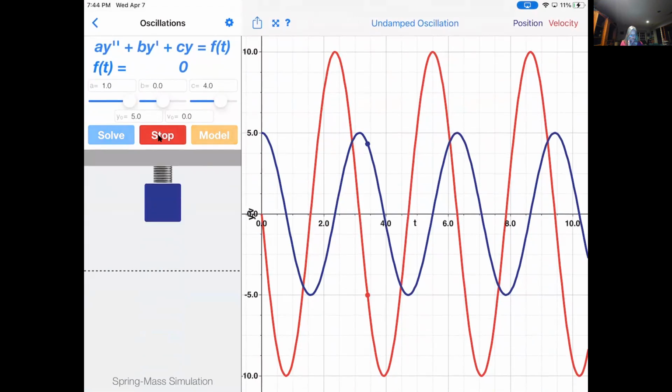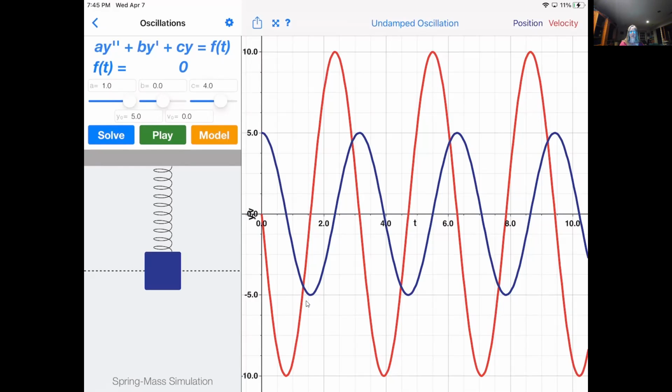Notice it's just going to keep going. You can see it is that sine and cosine. Makes sense to be sine and cosine functions. The red is the velocity. The blue is the position. And so you can see that the velocity and position are opposite each other.